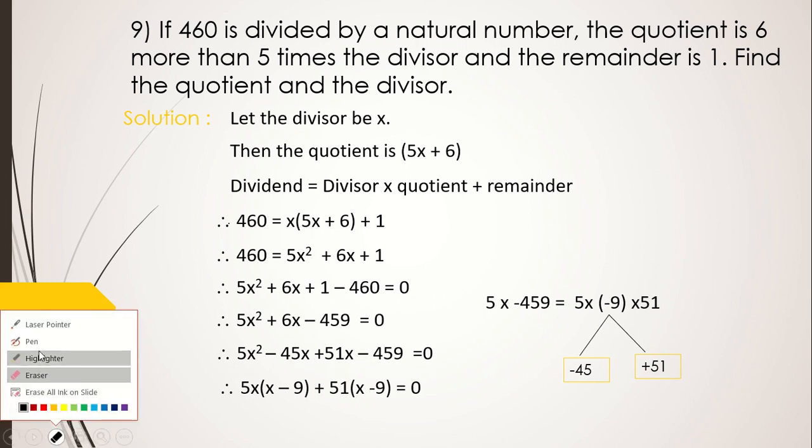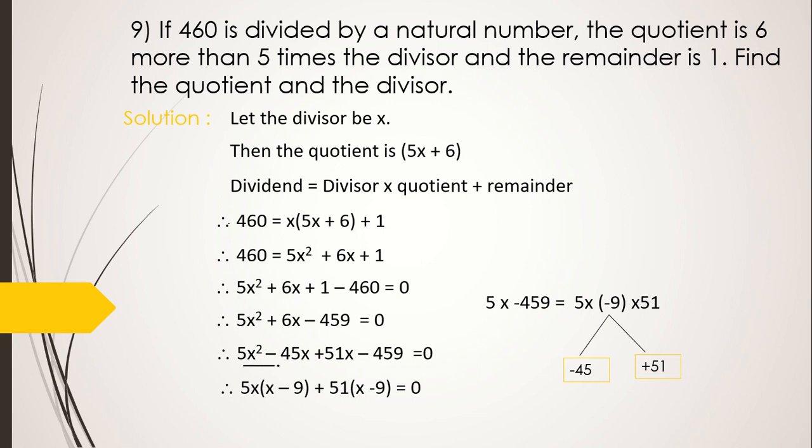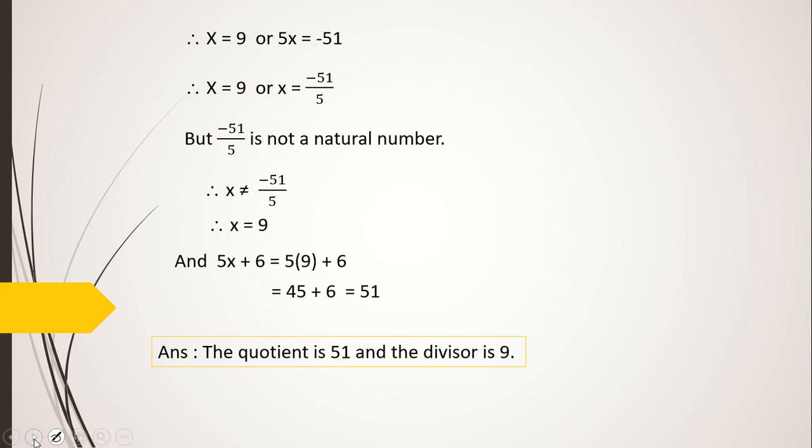From the first two, we have taken 5x common. What remains inside is x minus 9. And then from the next two, we have taken 51 common. What remains is x minus 9 again. Now x minus 9 into 5x plus 51 is 0. Okay. And then this is how we solve it further. x is equal to 9 or 5x is equal to minus 51. x is equal to 9 or x is equal to minus 51 upon 5.